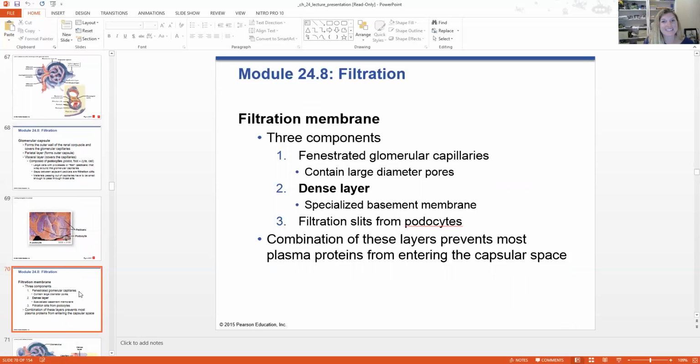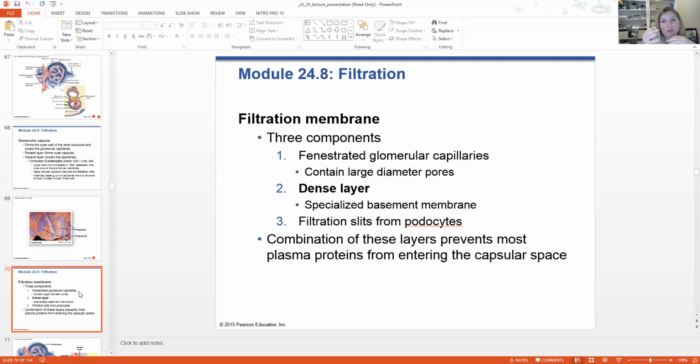The membrane that our substances have to go through has three components. There are the fenestrations, which are within the glomerular capillary. So this is the actual lining of the capillary itself. In the blood, we're talking about the tunica intima of our capillaries, and it's just one cell thick, and these are fenestrated capillaries.